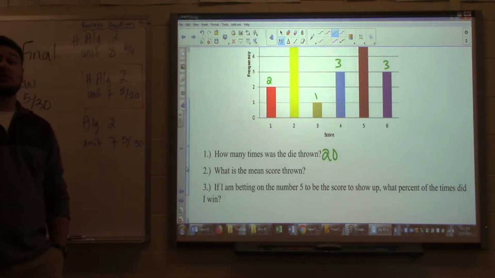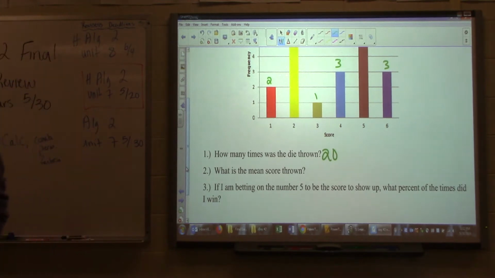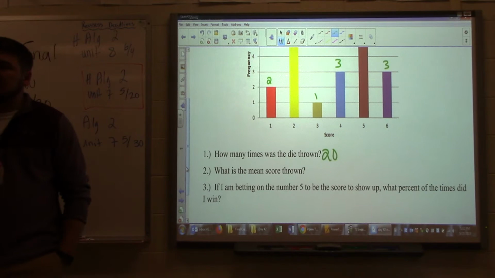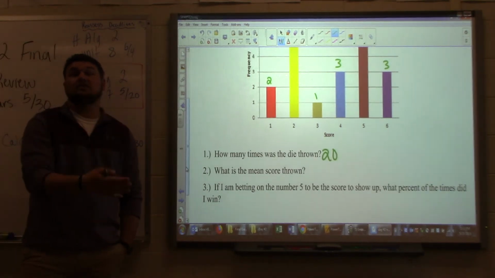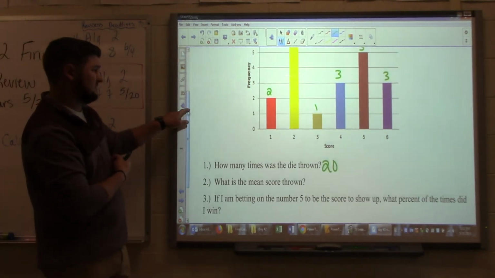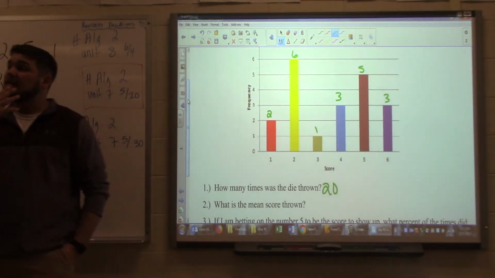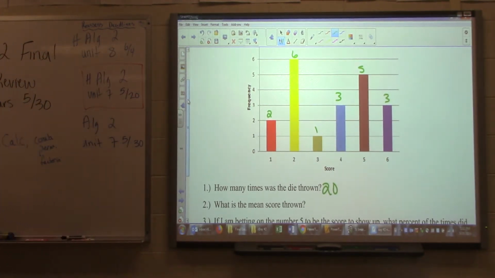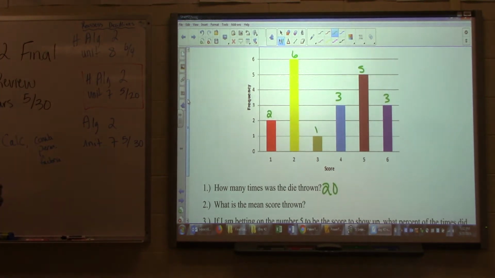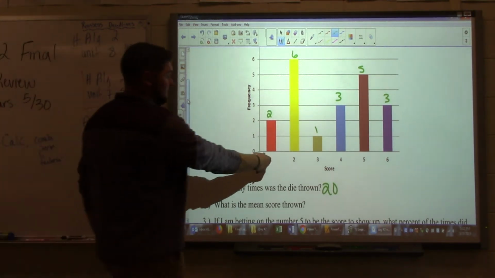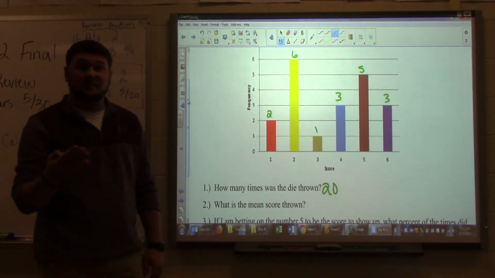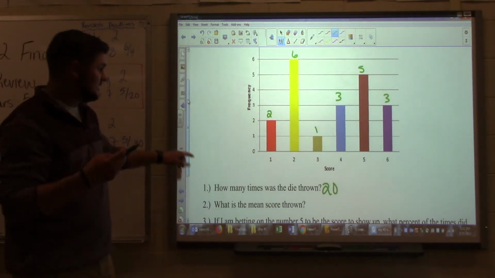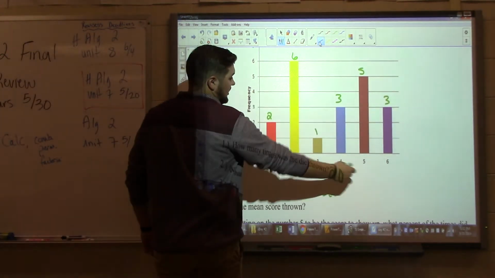What's the mean score thrown? 3.6. Supposed to round. How do we do it? I like your answer, Mason, but I need to know how to do it. How do I find the mean from a table like this? You multiply the frequency by the score and you add them all up. Okay, so that's a good start, right? When we did a frequency table, we multiplied the score by the frequency. We added them all up. We can do the same thing off a bar graph. So I'm going to put the numbers below here.